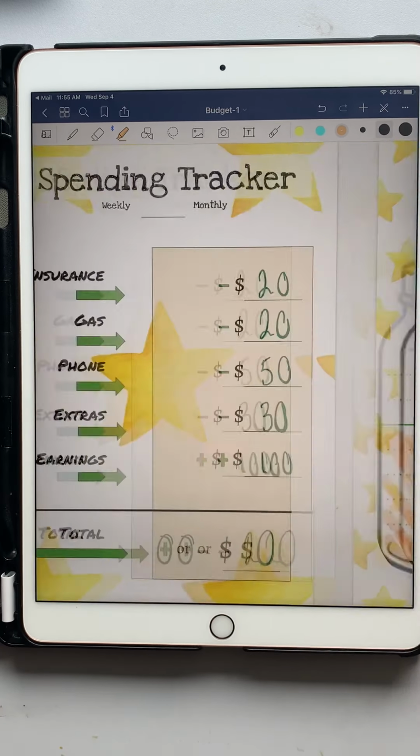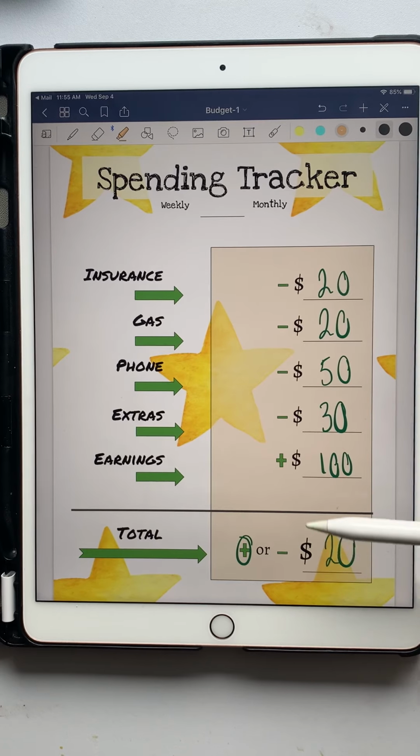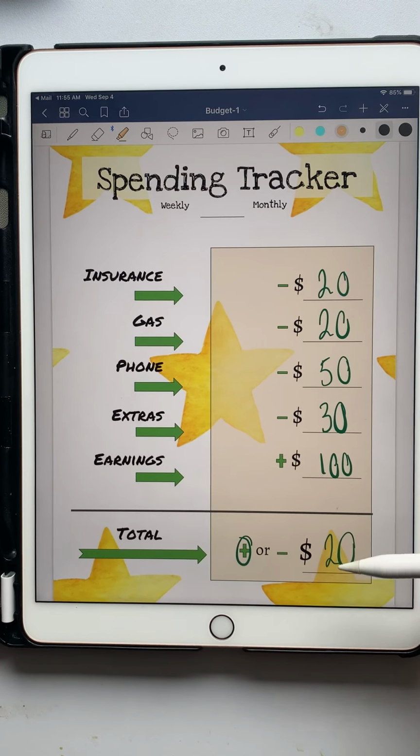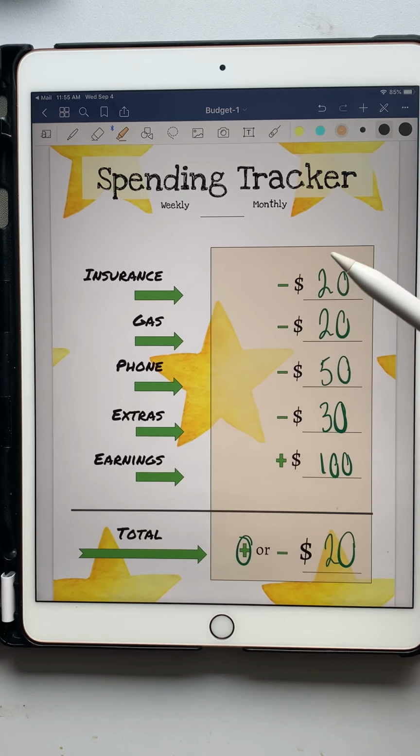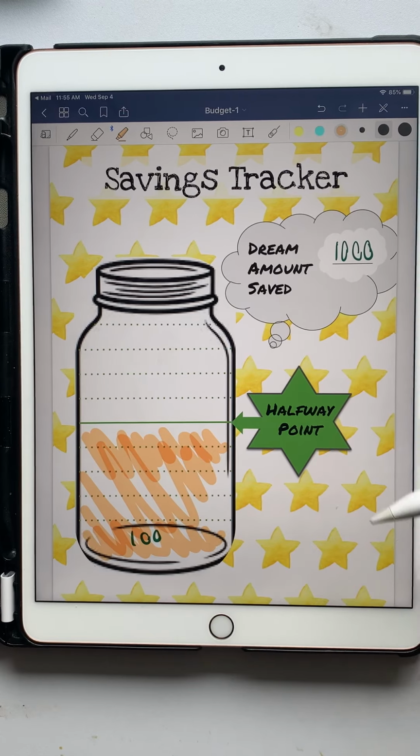And maybe that's a good idea for your spending tracker too. Maybe you can even subtract money each week from your spending to put towards your savings tracker.